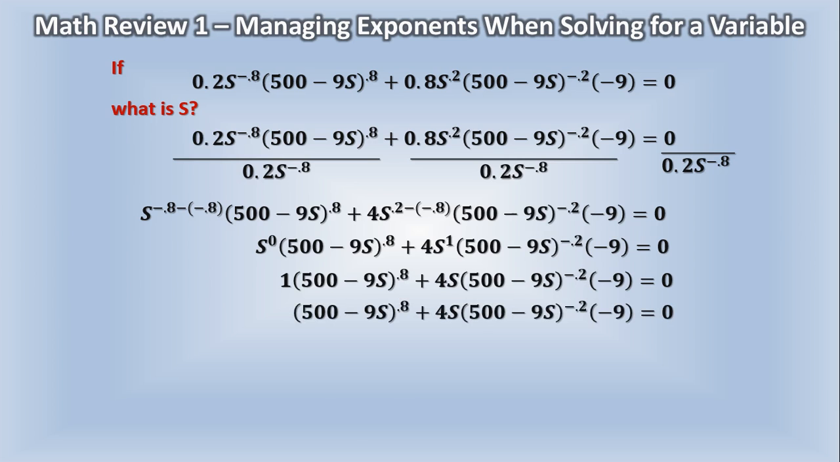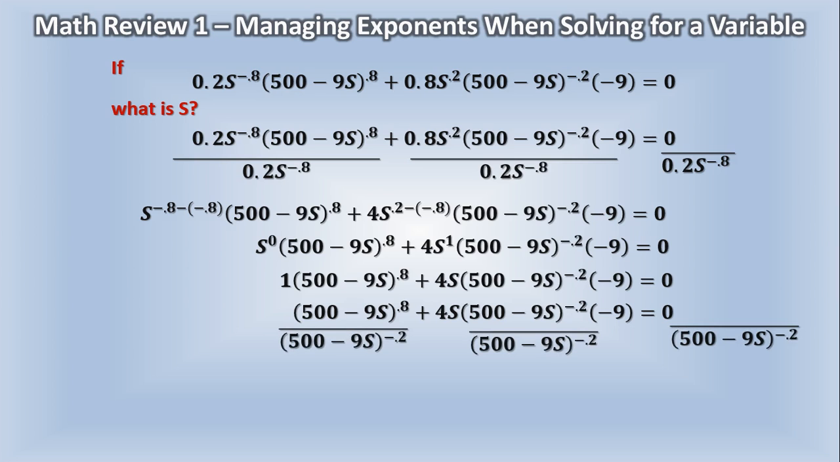All right, so now we've gotten rid of that. Now we still need to get this other s out of the parentheses. It's the same term, but again, it's being raised to different powers, and they're being added here, so you can't do anything as far as combining them, but you can divide the whole thing, in this case, by 500 minus 9s raised to the power of negative 0.2. So dividing the whole thing by that term, once again, we're going to have this term here raised to the power of 0.8 minus negative 0.2. So that's going to be 0.8 plus 0.2, which is 1. So 500 minus 9s raised to the power of 1 there.